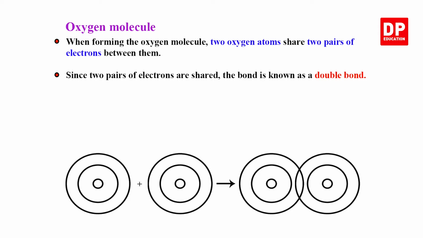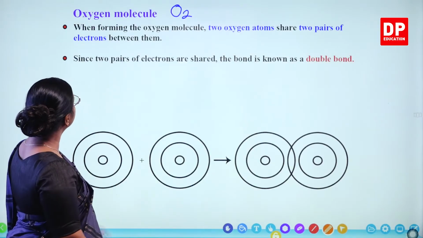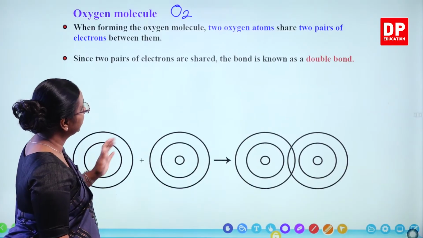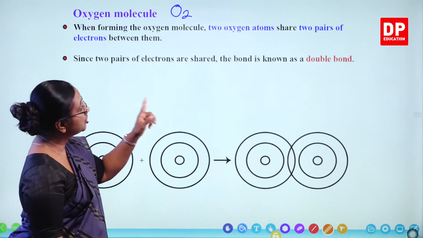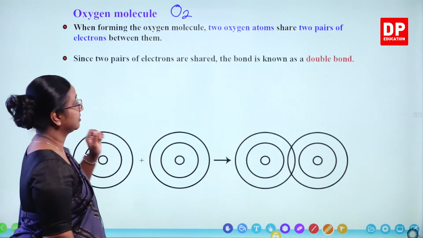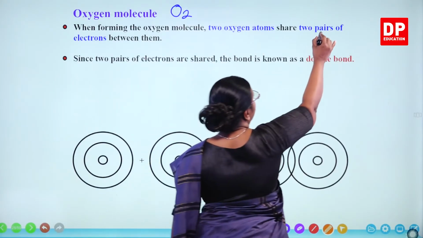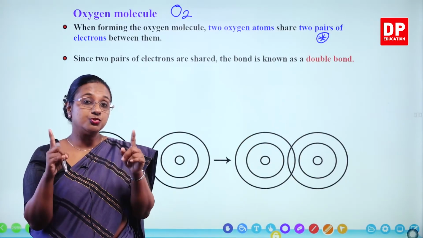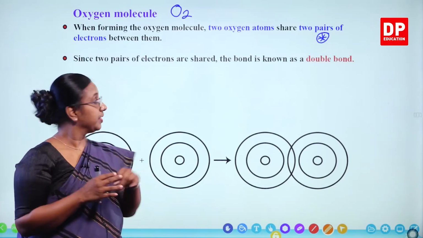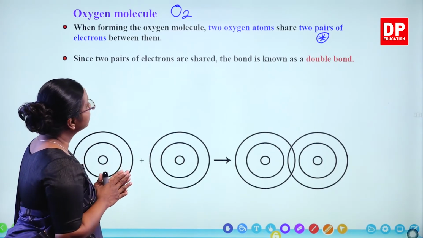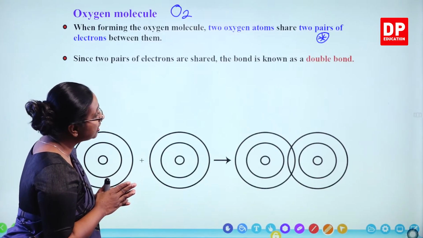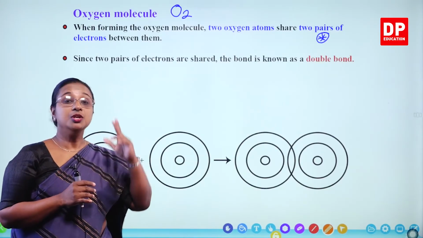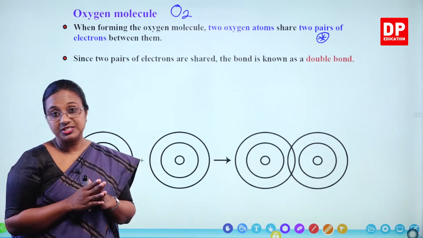So, oxygen again is an element. So, it's oxygen molecule, homoatomic molecule. So, it's an element. And when forming the oxygen molecule, 2 oxygen atoms share 2 pairs of electrons. So, that is something new now. 2 pairs of electrons between them. So, between just 2 atoms, 2 pairs are being shared. Since 2 pairs of electrons are shared, the bond is known as double bond. 2 bonds between the 2 oxygen atoms.